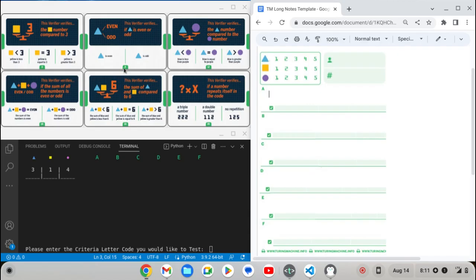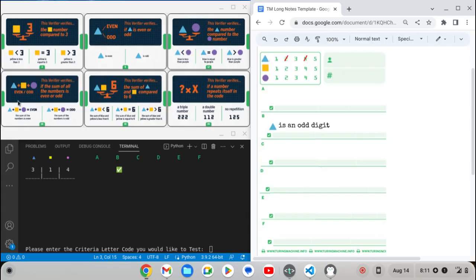So the first thing I want to test is criteria card B. I want to know a little bit about that first digit. Okay, so the Turing Machine approves. Notice that I did choose an odd 3. The Turing Machine confirmed that yes, the triangle is an odd digit. So let's go ahead and put that in our notes. In section B, that triangle is an odd digit. And of course, since it is odd, we can cross out all of our evens. So let's go ahead and cross out 2 and 4 for triangle.